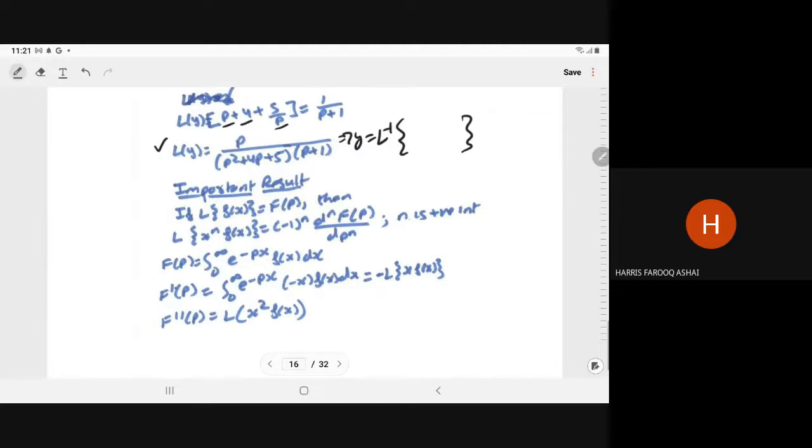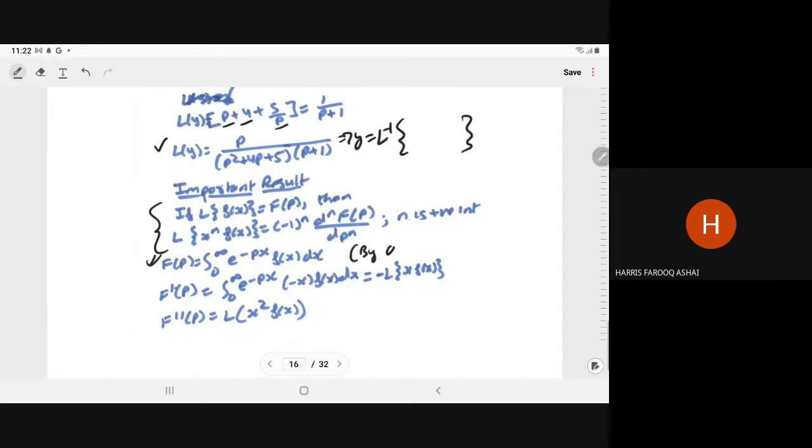Another result: if L of f(x), the Laplace transform of f(x), is equal to F(p), then the Laplace transform of the polynomial multiple x^n into f(x) is equal to (-1)^n times the nth derivative of F(p) with respect to p, where n is a positive integer. So we know by definition, what is F(p)? F(p) is equal to the integral from 0 to infinity of e^(-px) f(x) dx.